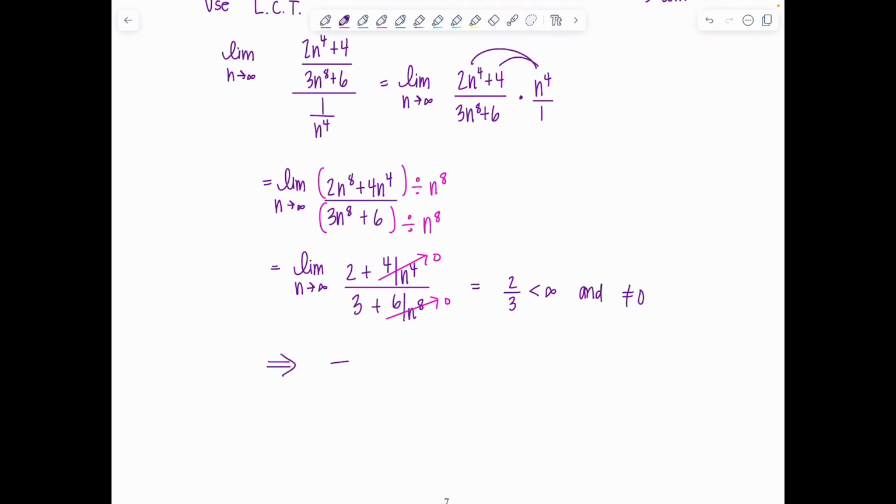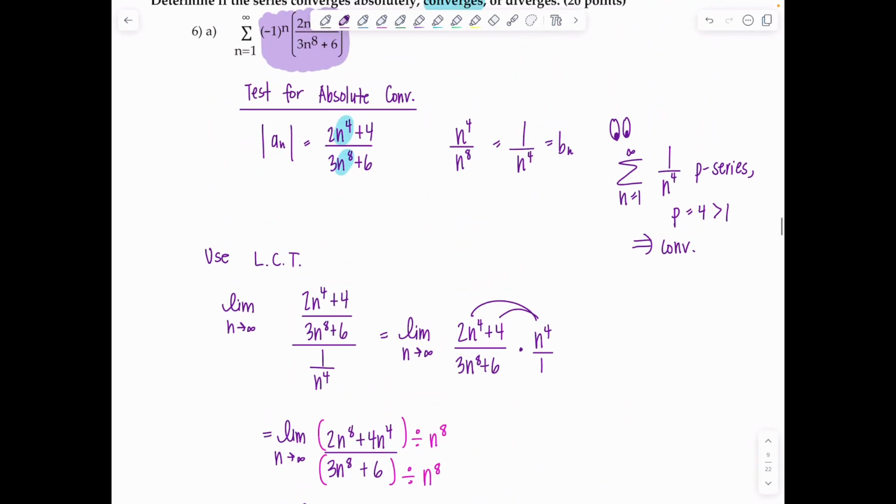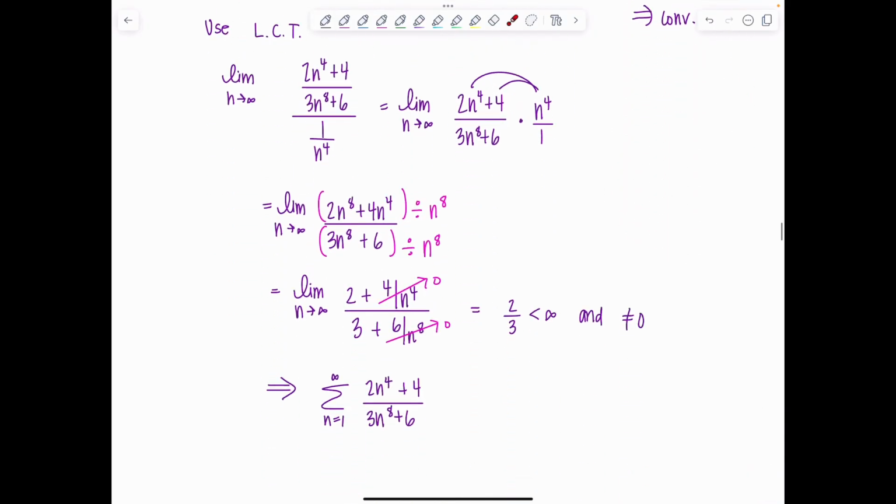This tells me that the sum, n equals 1 to infinity, of (2n^4 + 4)/(3n^8 + 6) behaves the same or does the same thing as the series that I compared it to. That's what limit comparison lets you say. So who did I compare it to? Why, I compared it to this convergent p-series. So when you get a finite non-zero number, it means they're matchy-matchy, they're twins, they're doing the same thing. So this converges also by limit comparison test.